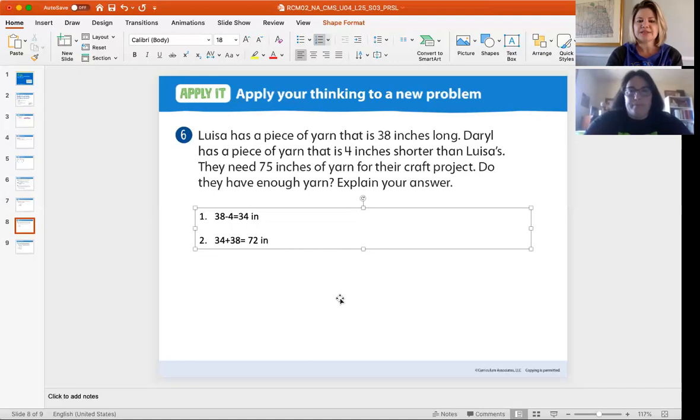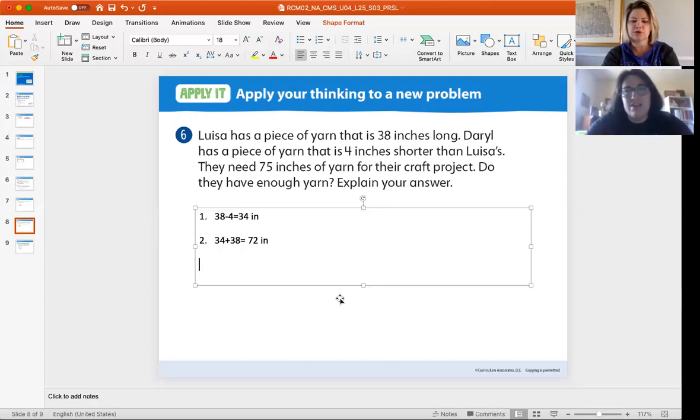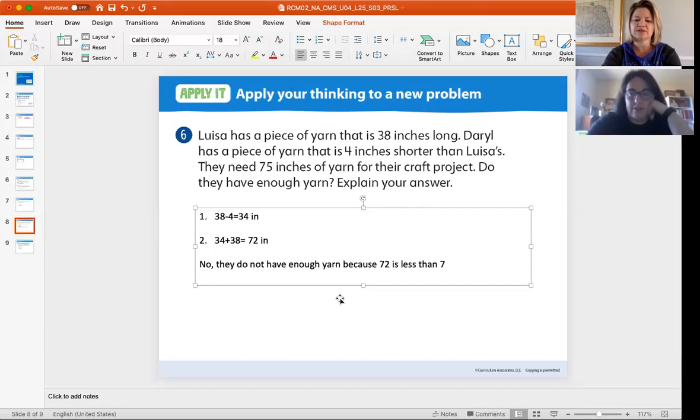Now, how much did they need? Well, they needed 75. So do they have enough yarn? No. Because 72 is less than 75 inches. Good. So that was explaining your answer right there because we used that word because. Good job. Last one.